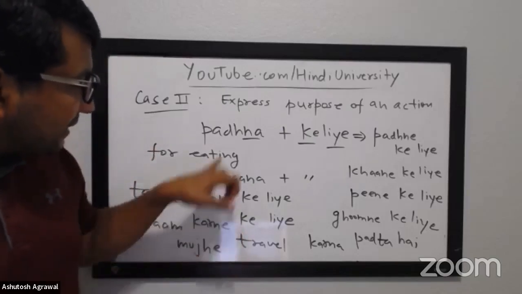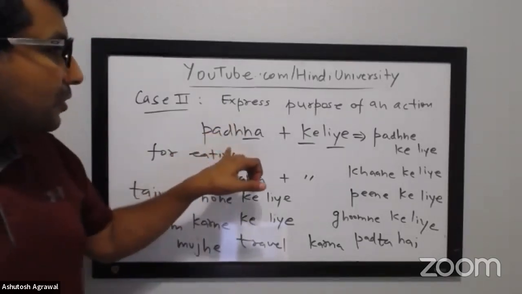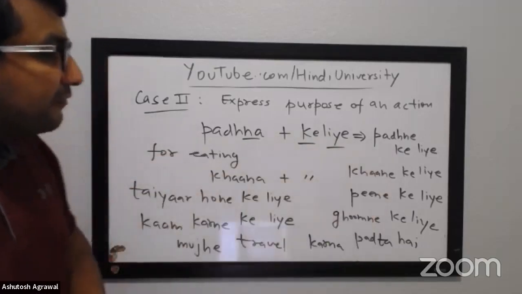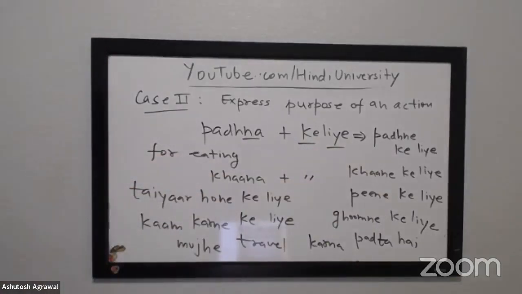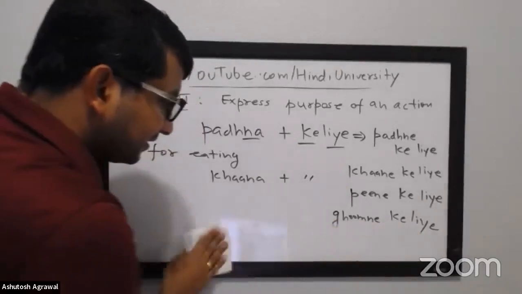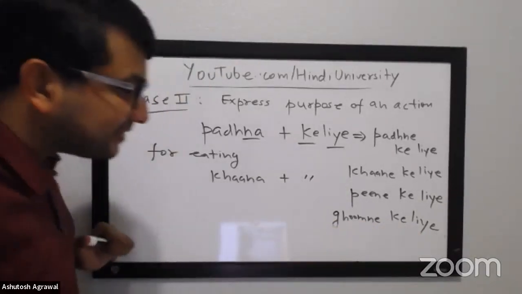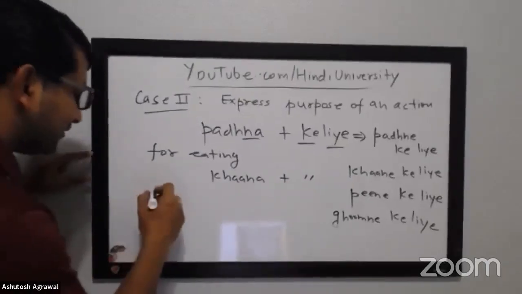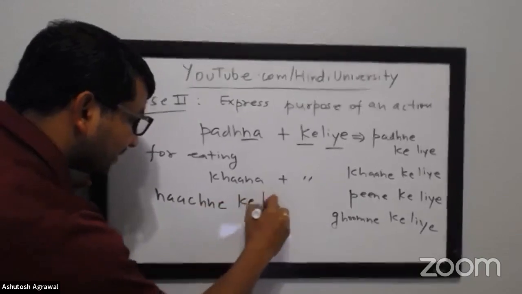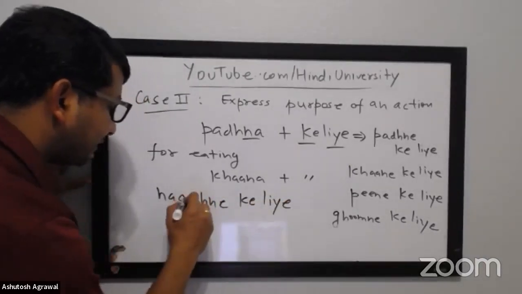Anything else? Keep going. This is good to practice a lot, so it will get into your memory that the infinitive form of the verb is used along with the postpositions. Nachne ke liye? For dancing. Nachne ke liye. Okay. Nachne ke liye, perform karne ke liye.